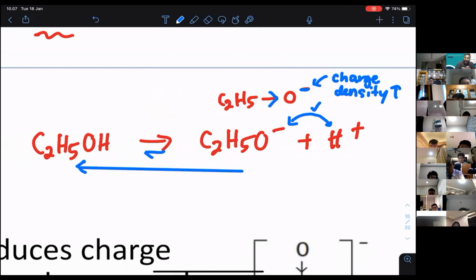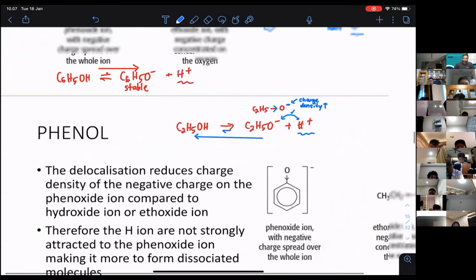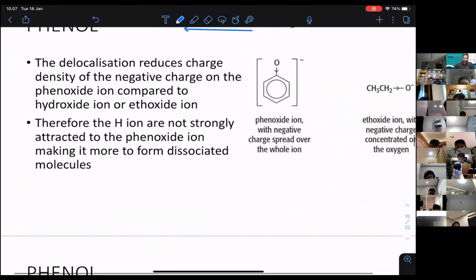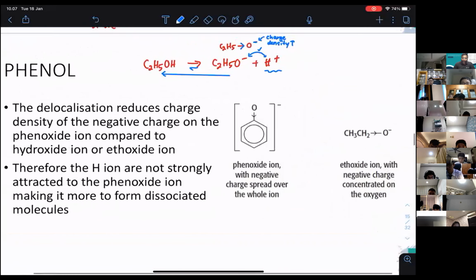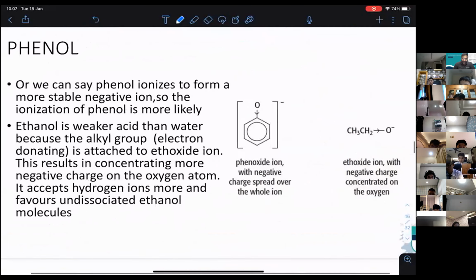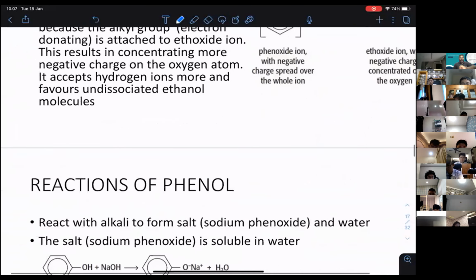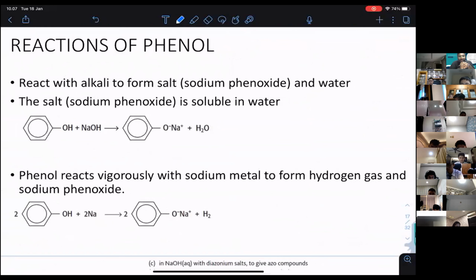So if you have more of this, it means the concentration of H plus is going to be less. If you have less concentration, that makes ethanol a weaker acid compared to phenol. I hope you can understand this. The rest of it, whatever I explained, I already put over there. But let's go directly to the reaction of phenol.